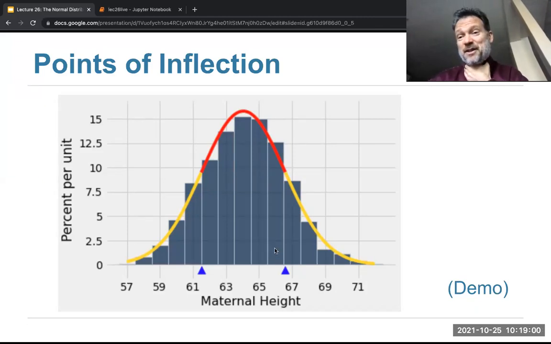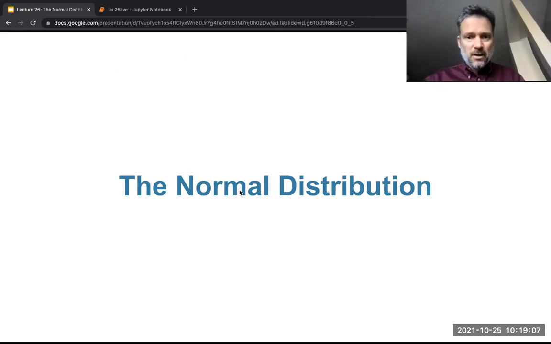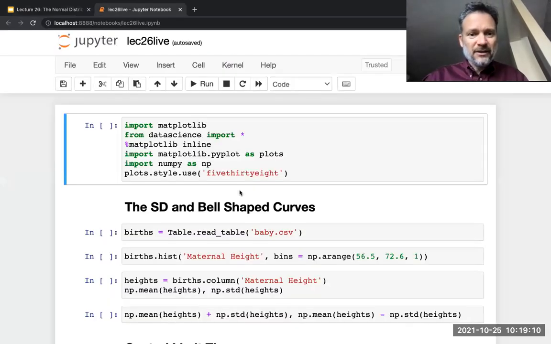Yeah, you can think of this as where it switches from concave to convex. That's the point of inflection. Let's do a little demo so you can see what that looks like.